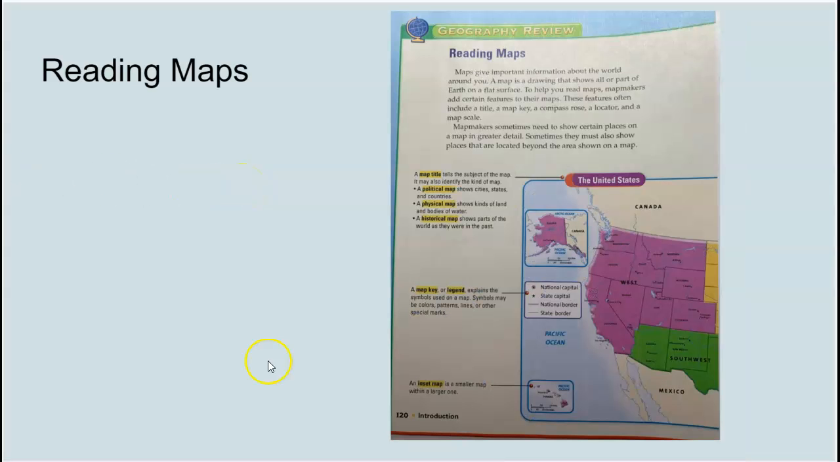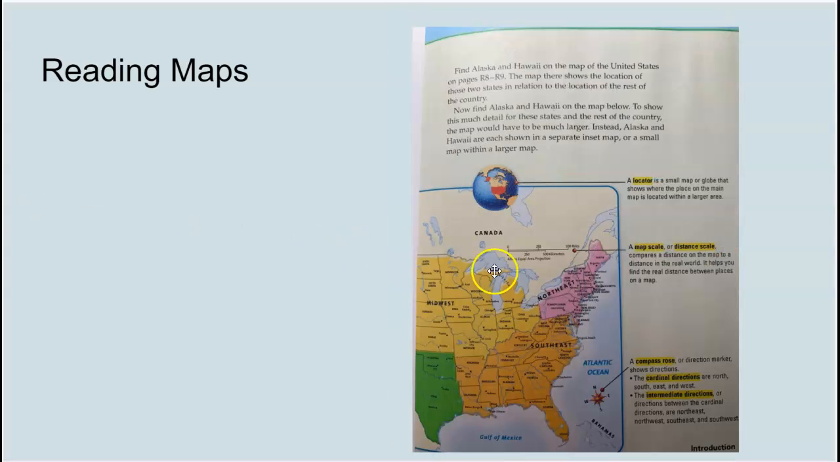So I just go right back here. We have Hawaii, we have Alaska. The map there shows the location of those two states in relation to the location of the rest of the country. And they wanted us to also find Alaska and Hawaii on the map below. To show this much detail for these states and the rest of the country, the map would have to be much larger. Instead, Alaska and Hawaii are each shown in a separate inset map, or a small map within a larger map.